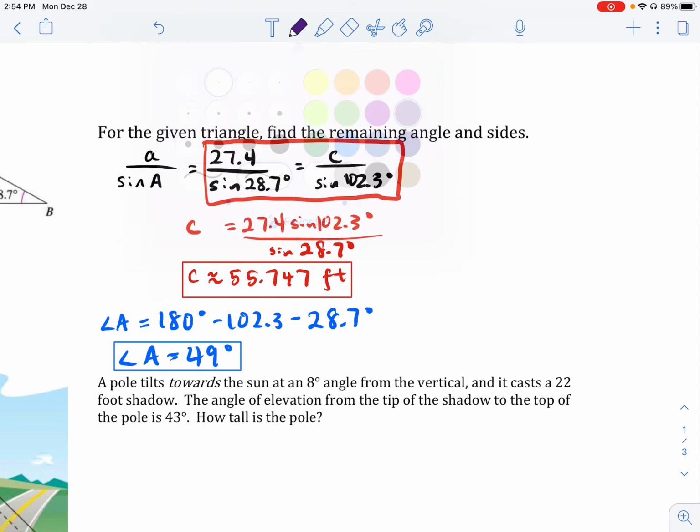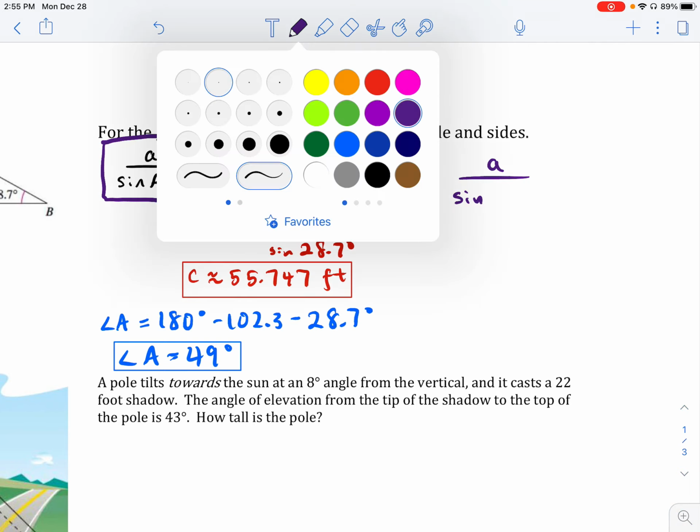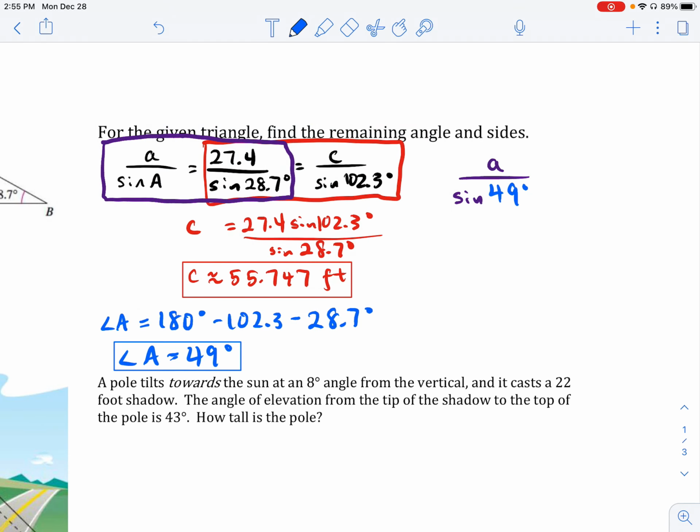Now, finally, we just need to find side A now, and that's where I'm going to use this proportion here. Okay, so side A, which is A over the sine of angle A, which we just figured out below, which is, I'll just write that here, 49 degrees. We just got that in our previous step. And that's equal to, now at this point, you can choose either this ratio or this ratio for this, because if A is equal to B, and B is equal to C, then A is also equal to C. So it doesn't matter which ratio we choose.